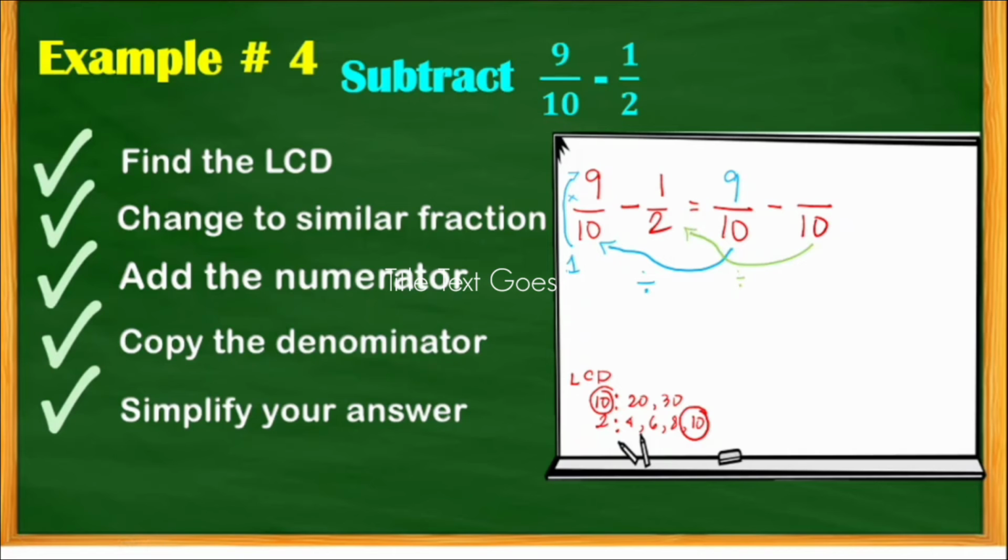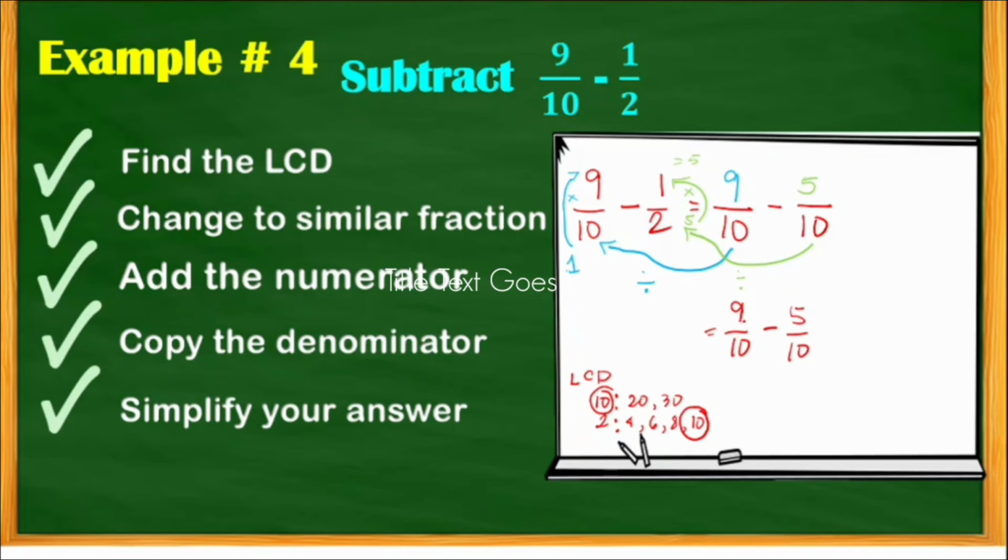10 divided by 2, the answer would be 5. And then multiplied by 1, the answer would be 5. So this would be 5. So our new fraction became similar. We have 9 tenths subtracted by 5 tenths. Okay, now they are similar.